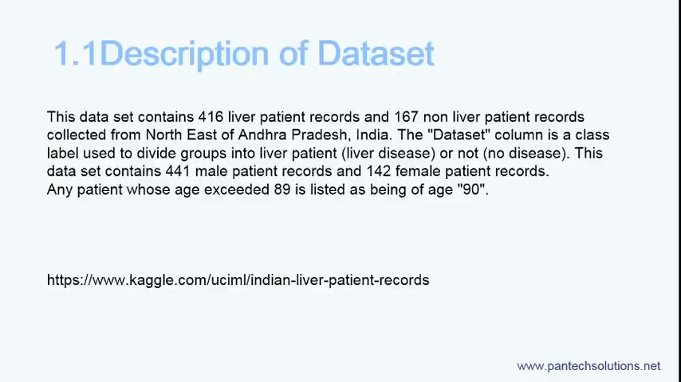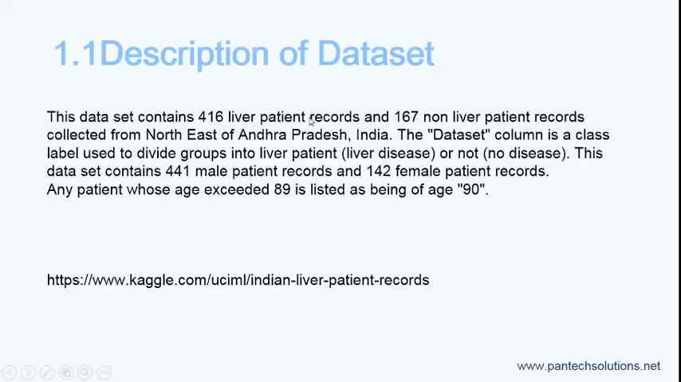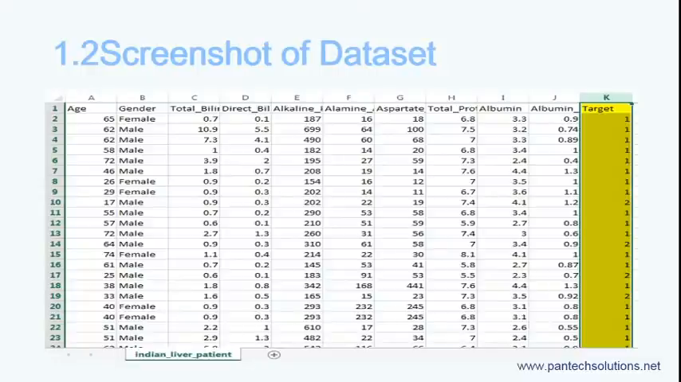The data set has patients attacked by liver disease and not. In total I have 416 liver patients and 167 non-liver patients. The data set was downloaded from the Kaggle website. In that we have 441 male patient records and 442 female patient records. So this data set is downloaded from Kaggle only. If you need it, you can search for it and download it.